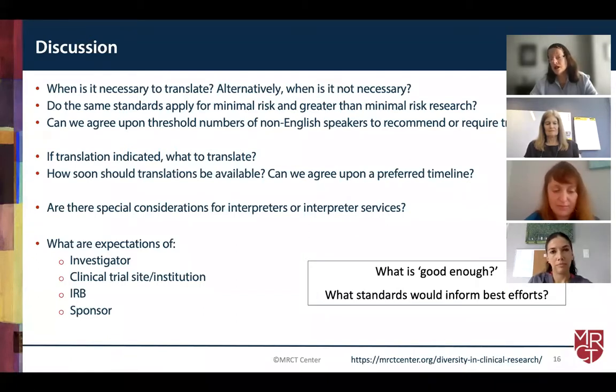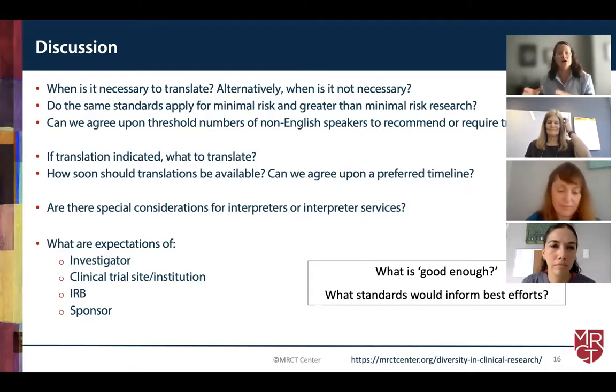We've talked a lot today already about what is sort of good enough and what standards would inform best efforts. I do want to say before we move to thinking about this, we've been talking about participant-facing materials. We're also going to touch on all the other materials that are necessary when you do a language or a trial in another country. Including the actual protocol itself, the investigators' brochures, et cetera, et cetera.